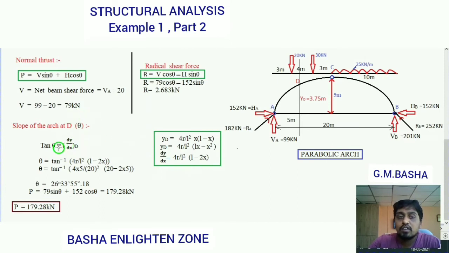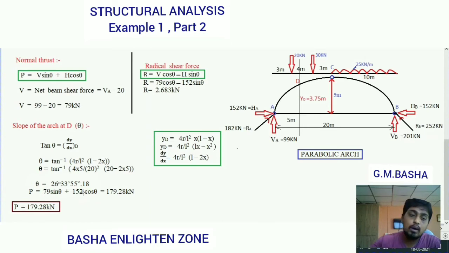And what is the formula for this theta? Tan theta will be equal to dy by dx, the slope. And if you want the theta value, theta will be equal to tan inverse of dy by dx. So take down these values, where R equals the central rise, L equals the total length of the span, and x equals the distance they are giving for the normal thrust, 5 meters only. So then theta, if you simplify in the calculator, will be equal to 26 degrees 33 minutes 55.18 seconds.